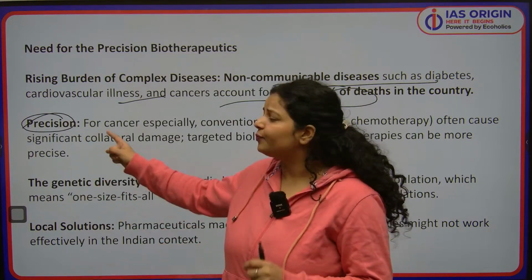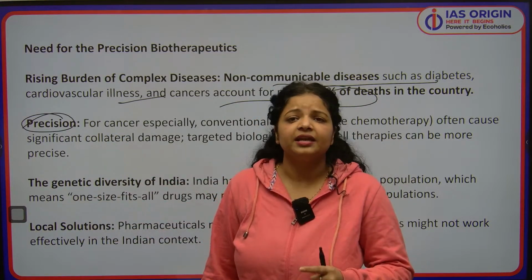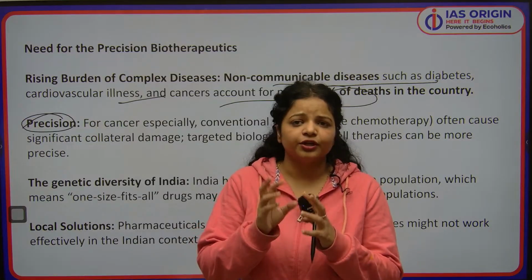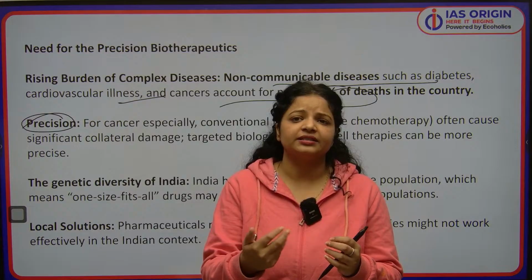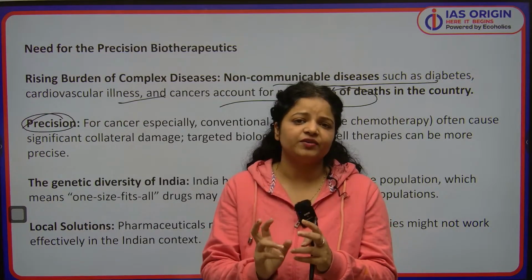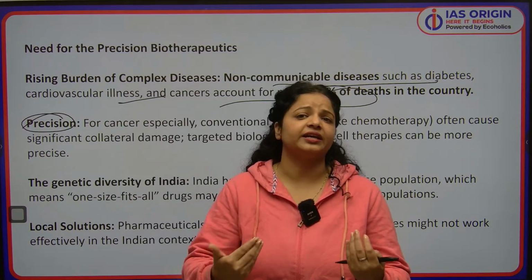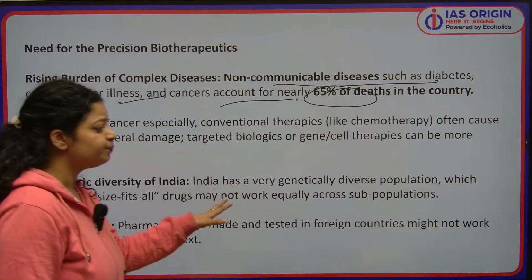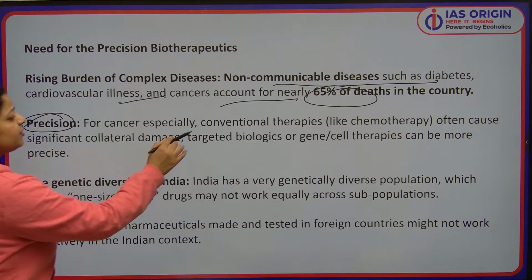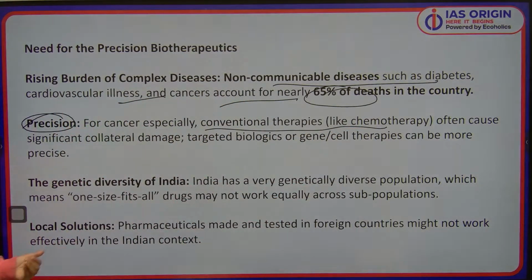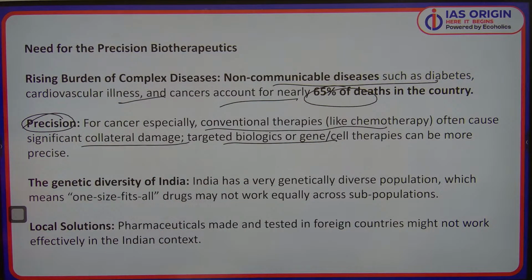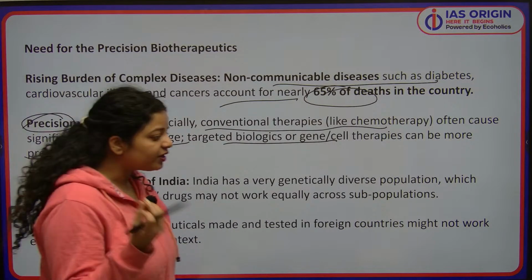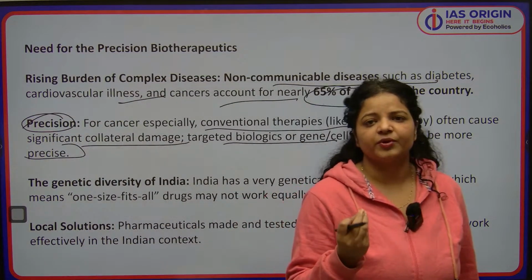So that's why, if precision technology is used during the process of cancer, then for the individual who is suffering from cancer, we can target and kill only the bad cells, rather than also affecting the good cells present in the body. For cancer, conventional therapies like chemotherapy often cause significant collateral damage. Targeted biologics or gene and cell therapies can be more precise, so that we can protect the good cells and good genes present in the body.